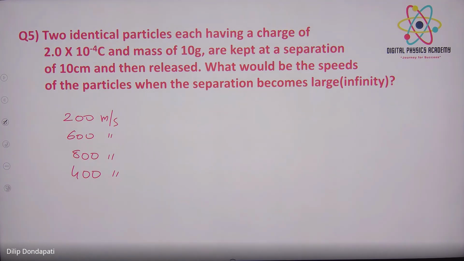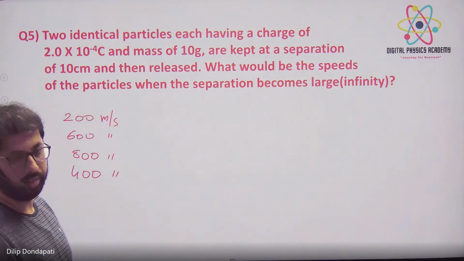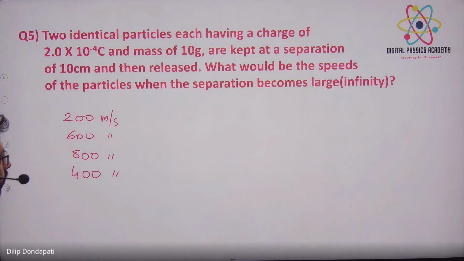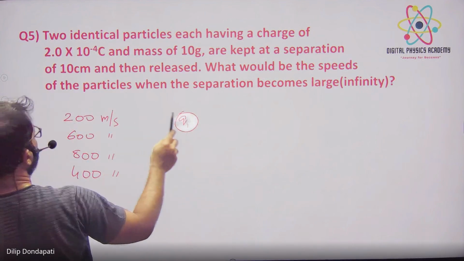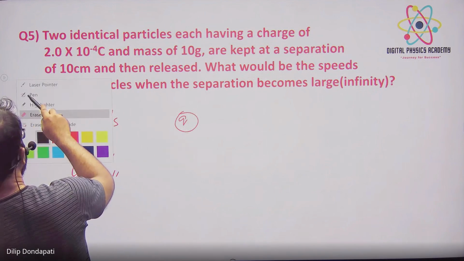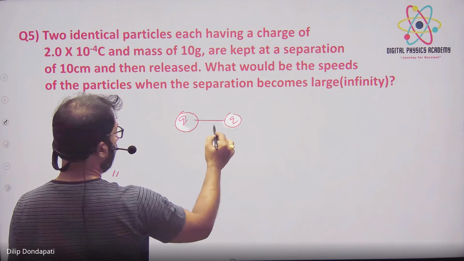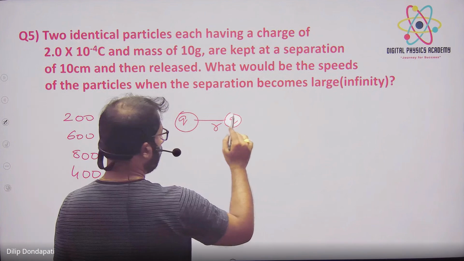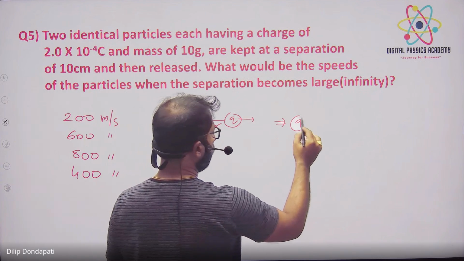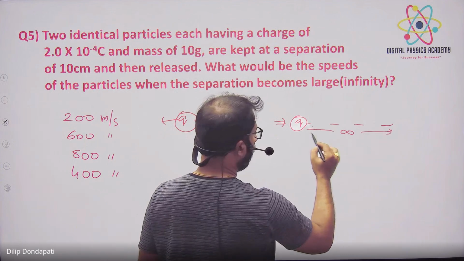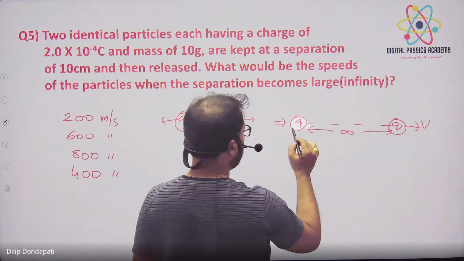Two identical particles, each having charge this much, are kept at a separation of 10 centimeters initially and then released. What would be the speed of the particles when the separation reaches infinity? At that time, what is the speed? Q and Q, relations are the initial formation. So just after release they start running away. So finally it reaches infinity. At that time, what is the speed of the particles?